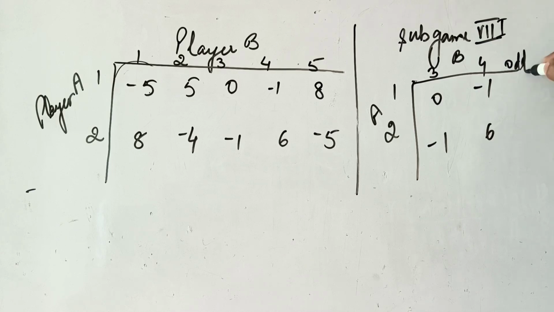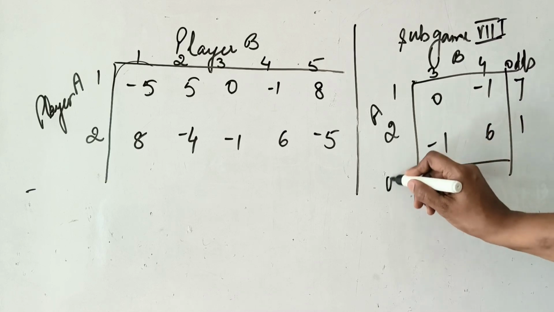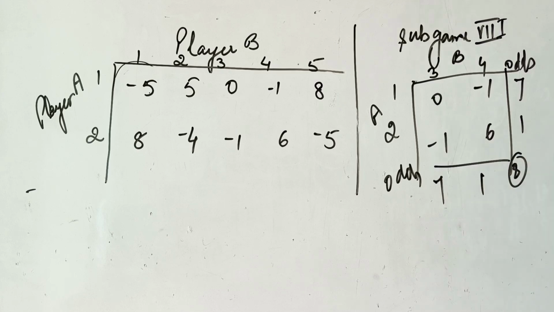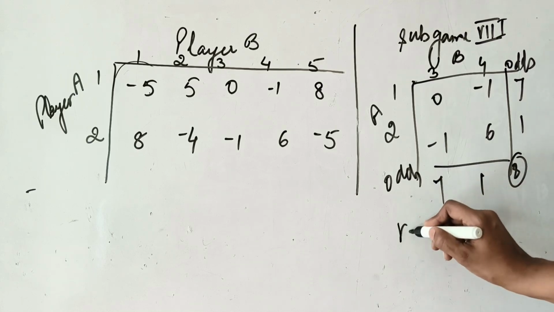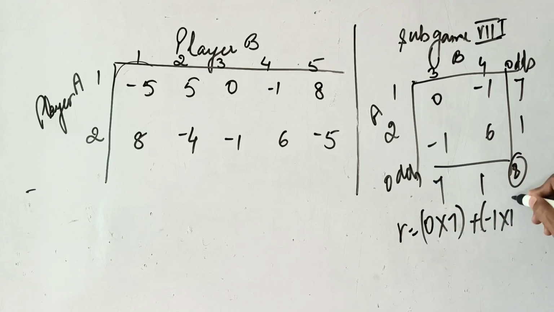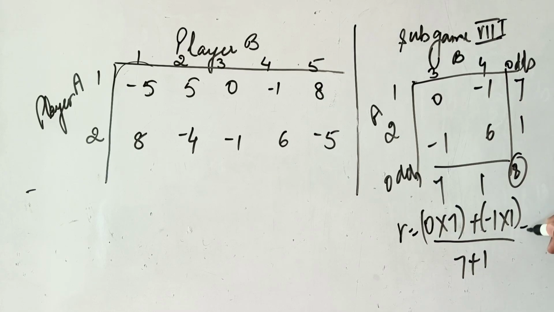So we will solve this with the help of the odds method. It will be 7, positive 1, minus 1, minus 6 will be 7. It will be 1. So here 8 is equal on both sides. Now the value of game is 0 into 7 plus minus 1 into 1, divided by 7 plus 1. So it will be 0 minus 1. So here the answer we get is minus 1 by 8. So this is the answer of our subgame number 8, minus 1 by 8.